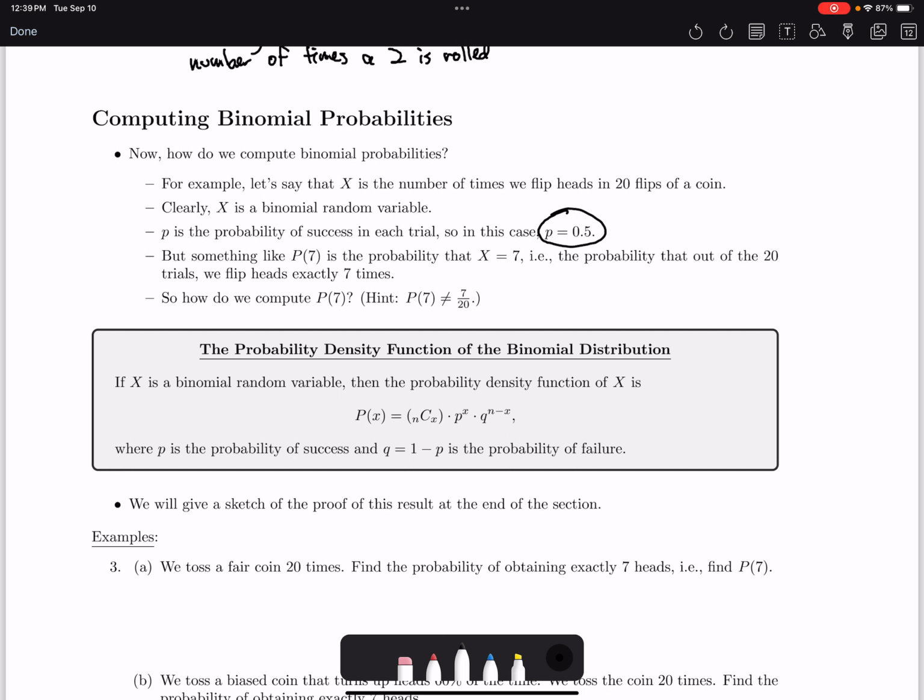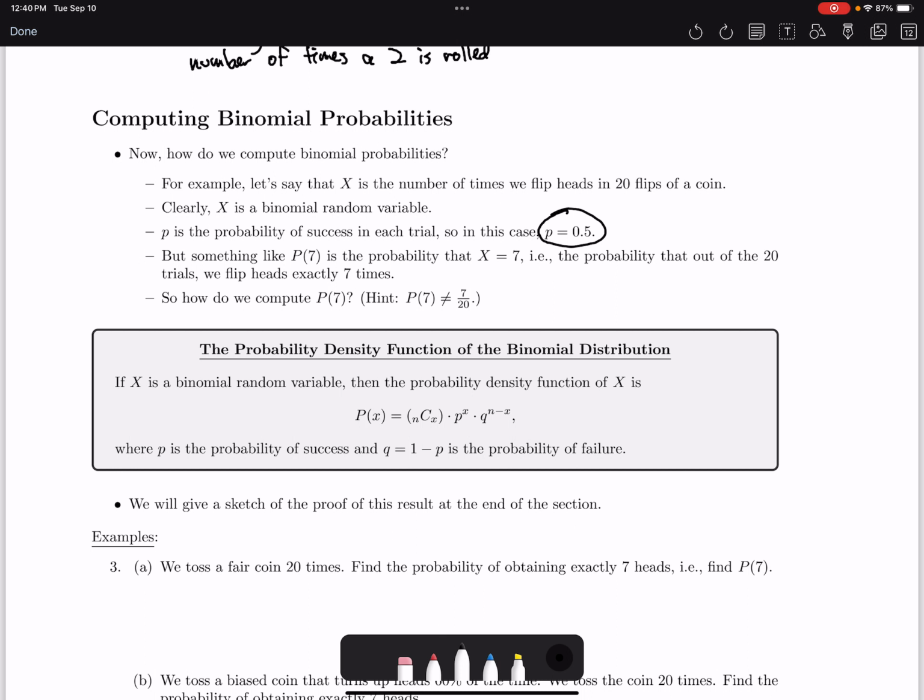But something like P of 7, capital P of 7, is not the probability of 1 success in 1 flip. This is the probability of 7 successes in 20 flips. And we're interested in computing probabilities like that. That's much more complicated than trying to figure out the probability of 1 success in 1 flip. You might think, oh, I have 20 flips, and I'm trying to compute the probability that 7 of them end in heads, but that's not correct. It's much more complicated than that, unfortunately.